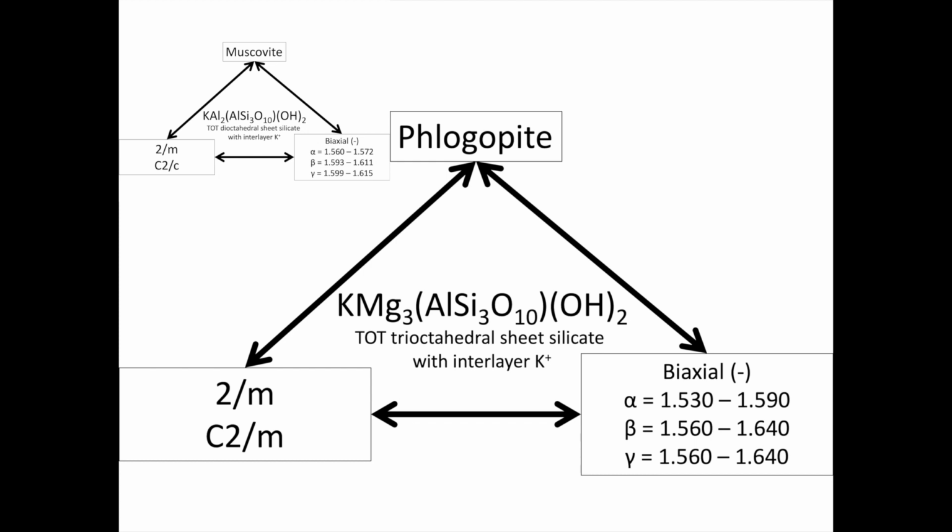Now let's take a look at a simplified structure model for our Phlogopite, and this will be very similar to what we did in our muscovite video as well. For a more in-depth explanation of what's going on here, you can check out the Klein and Dutro reference I'll have at the end of this video, or also Mindat has some nice structure models as well. Our Phlogopite is a TOT trioctahedral sheet silicate.